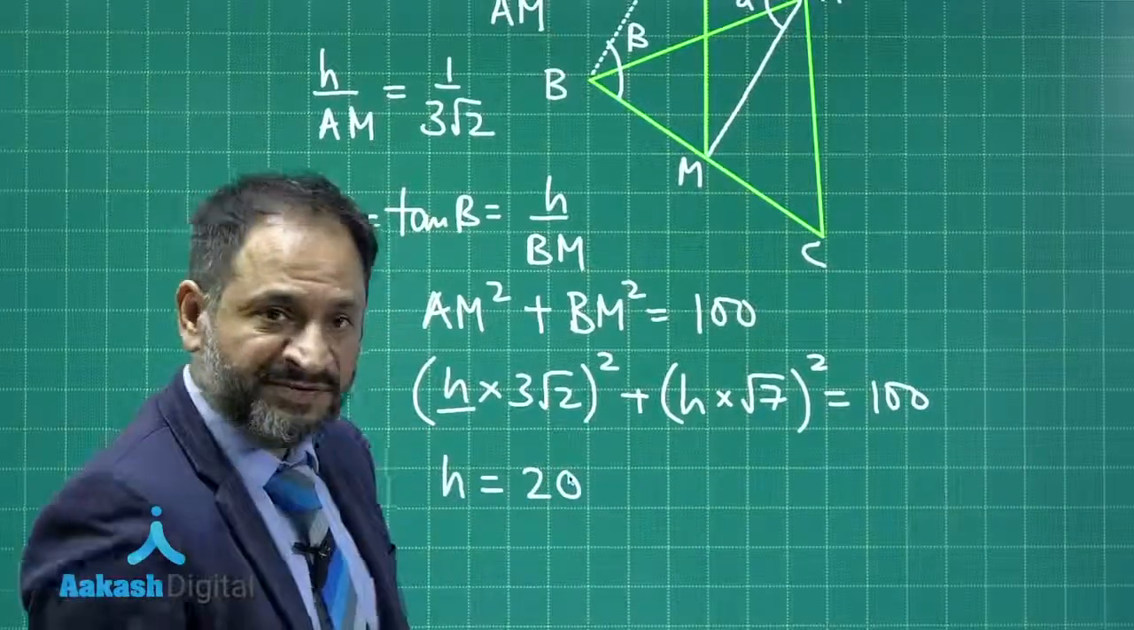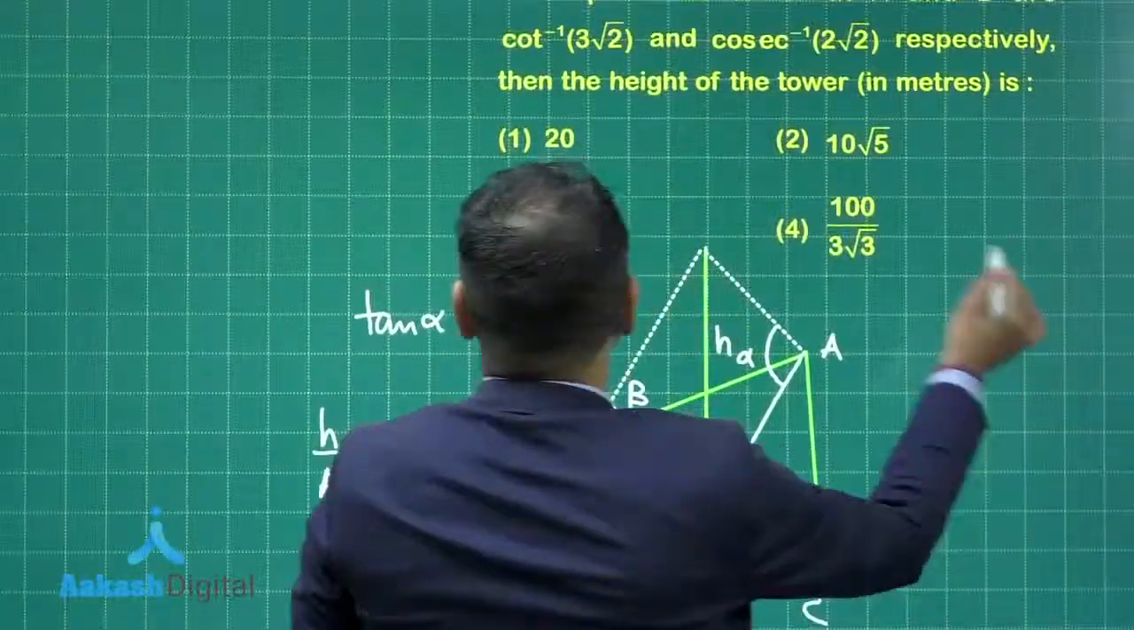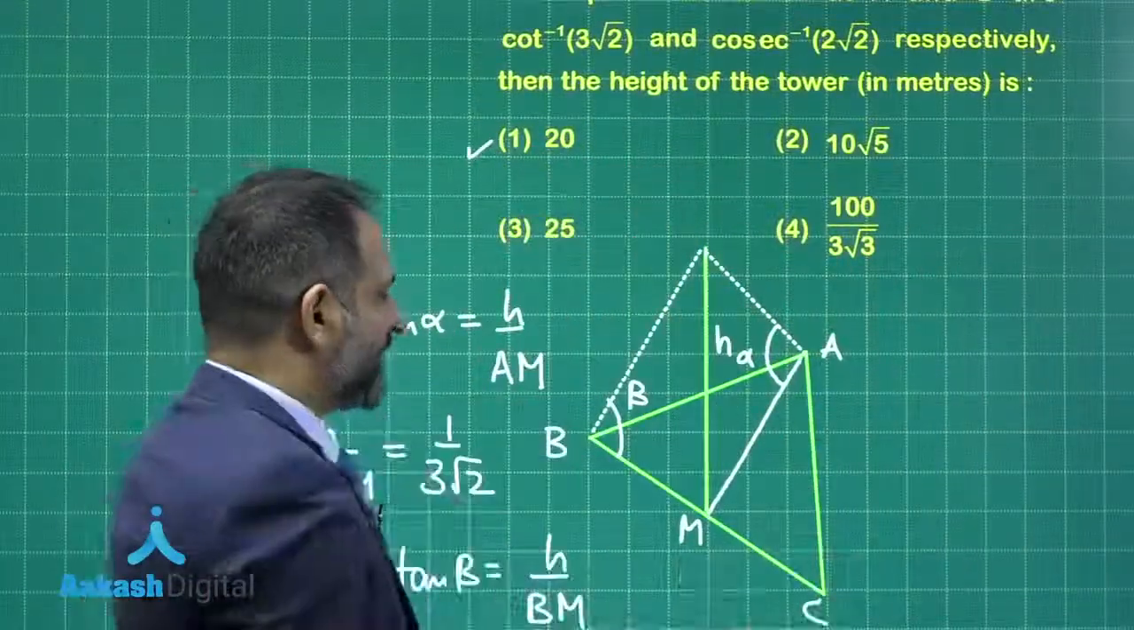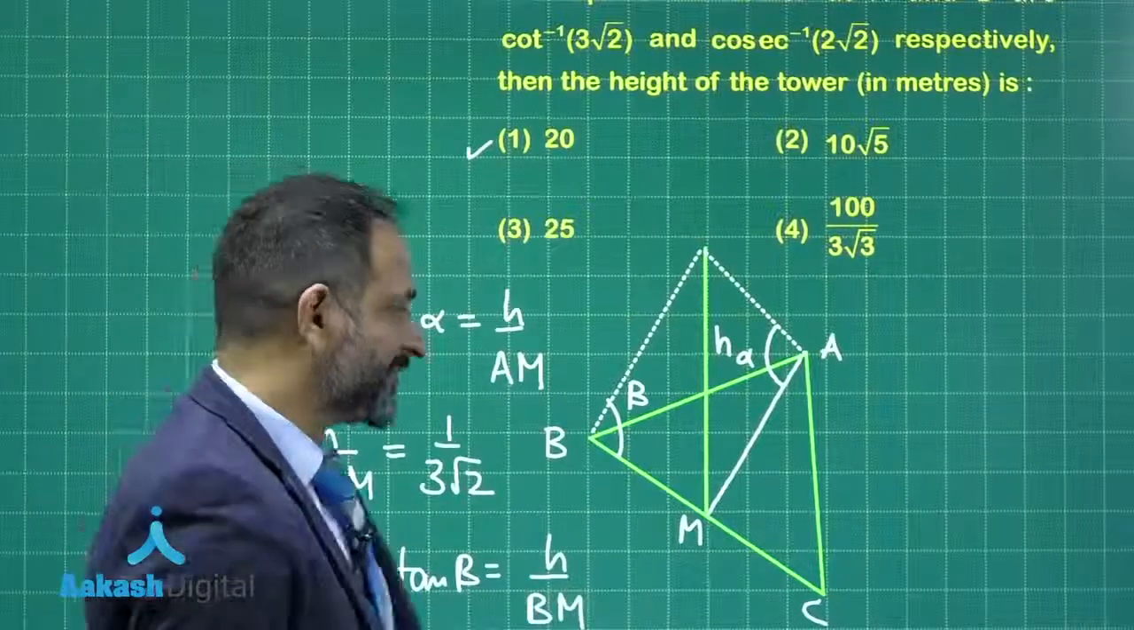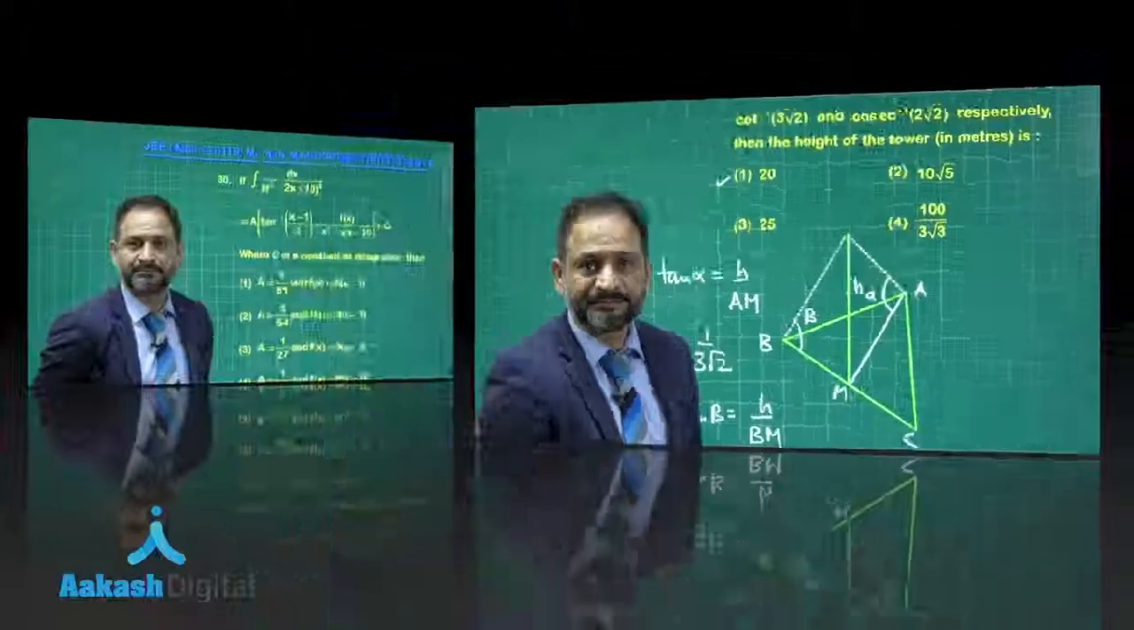So, the option which is correct here is option number 1. So, again an easier one, a little bit of 3D figure is here. So, let us move on to the next problem.